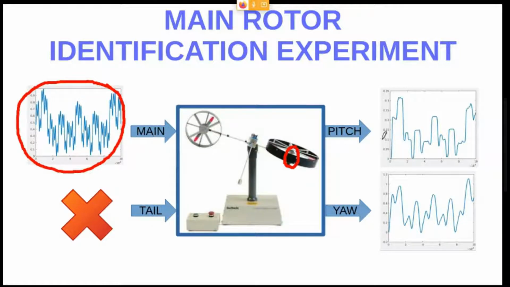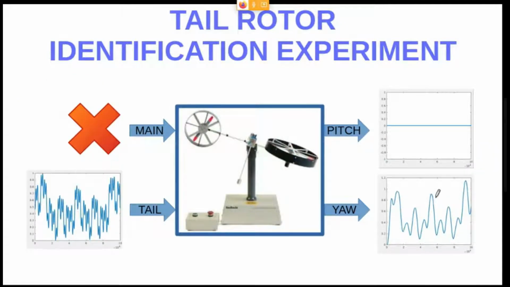And we have registered the outputs for the pitch angle, as you can see on the upper figure, and then the effect on the yaw angle in this bottom figure, right? So we can say that the main rotor has an effect both on the pitch angle and on the yaw angle in a different way. As you can see here, all the signals, well, they are so different.